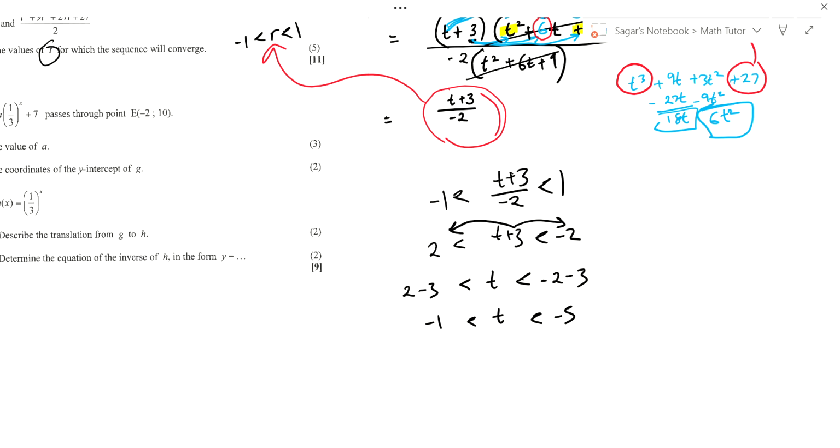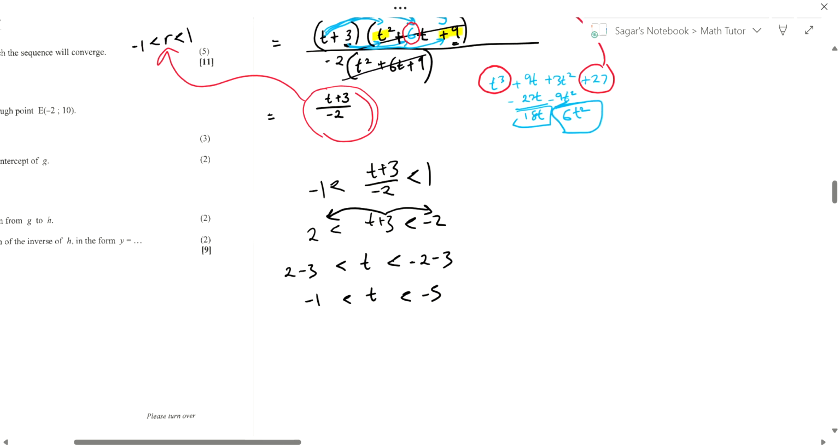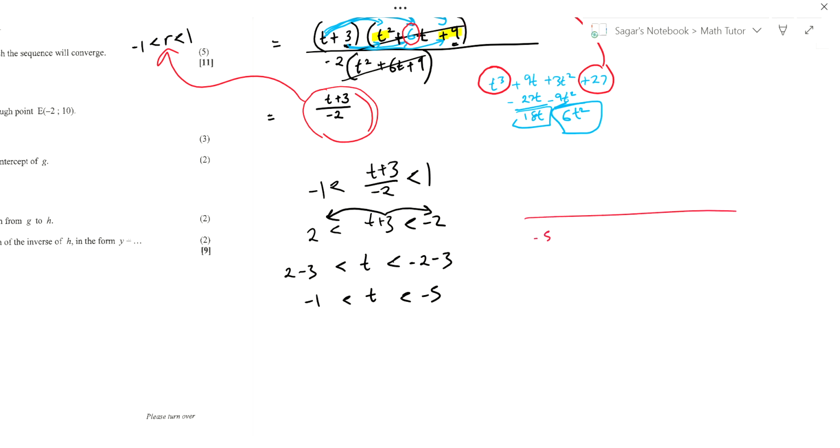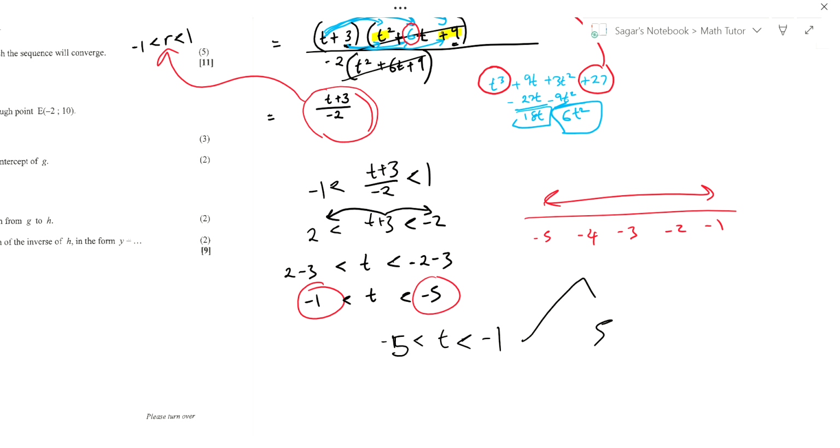Right. Now this is not the form we want to be in because we're running from minus 1 to minus 5. It's always smallest to biggest. Here we're running from big to small, which is incorrect. If we just draw the number line quickly, minus 5, minus 4, minus 3, minus 2, minus 1. So we want to go from smallest to biggest, left to right. So we need to swap these terms around and write it in the correct form. So t from minus 5 to minus 1. And that is your 5 marks.